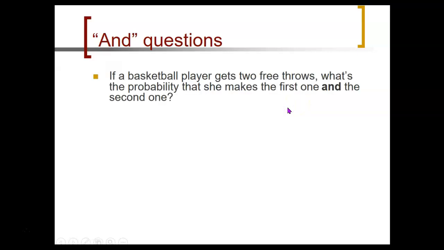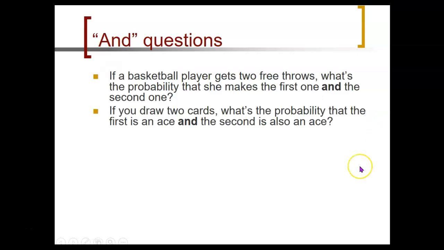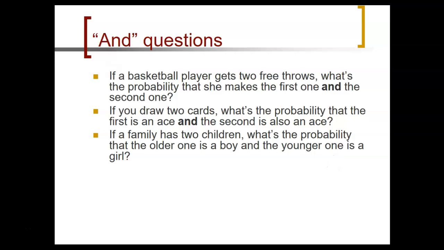So to give you some more specific examples of and questions, these will all be examples of and questions. If a basketball player gets 2 free throws, what's the probability that she makes the first one and the second one? If you draw 2 cards out of a deck of cards, what's the probability that the first is an ace and the second is also an ace? That is, what's the probability that both cards are aces? If a family has 2 children, what's the probability that the older one is a boy and the younger one is a girl?